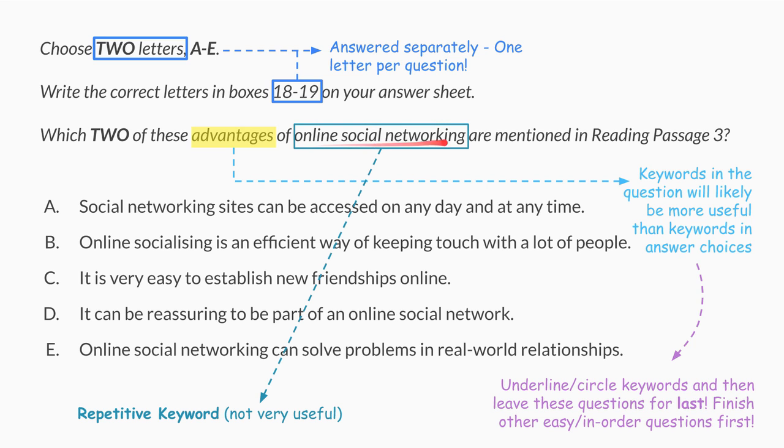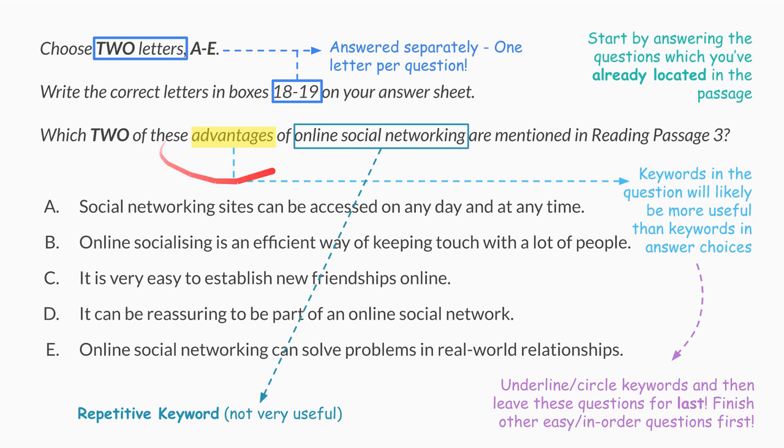Take note that some of these keywords are not going to be helpful. For example, this particular question comes from a reading passage that talks about online social networking. Well, if the whole reading passage is going to be about online social networking, then this keyword is not really going to help us. This is a repetitive keyword, so it's not very useful. So for that reason, I'm not going to mark this keyword. So once you've marked this keyword, leave it alone, do the easy questions first, and then when you return back to these questions at the end of your reading passage, then you should start off by answering the questions for which you have already located the keywords in the passage.